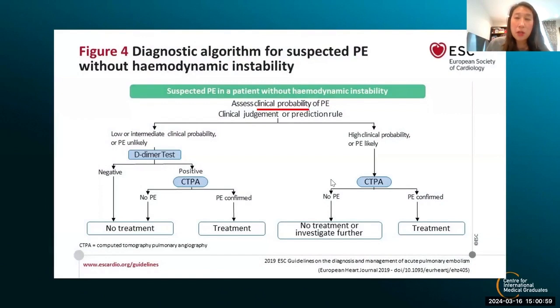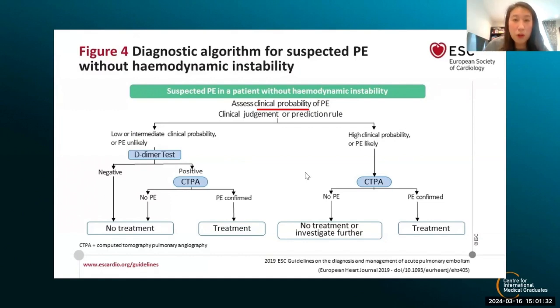Okay, so you suspect that patient has a PE. In this situation, I mentioned the patient's blood pressure was fine, so this patient does not have hemodynamic instability. The next thing you then need to assess is the clinical probability of PE. Everyone straight away jumps to D-dimer. And I know someone mentioned Wells scoring as well. When you assess the clinical probability of PE, you do use the Wells score or whatever scoring system your hospital uses to assess the clinical probability of someone having a PE, okay?